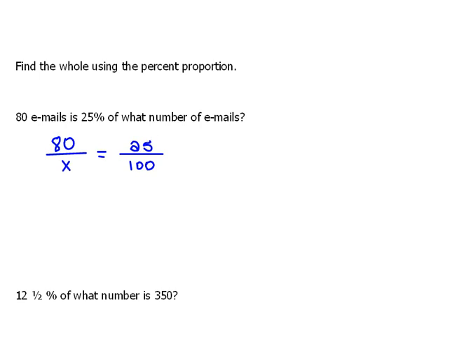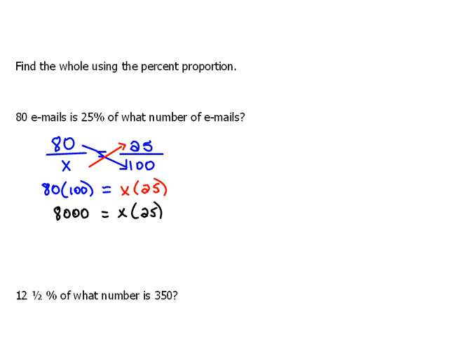So now once we have that set up, we can go ahead and use our cross product idea. So that would be 80 times 100 is supposed to equal the cross product of x times 25. And then we do what we can. 80 times 100 would be, what, 8,000? And we can't do anything with the x times 25, so we just have to leave that as x times 25. And now to get x alone, instead of multiplying by 25, let's divide both sides by 25 to get rid of it. So now we have x equals 8,000 divided by 25, which is 320.